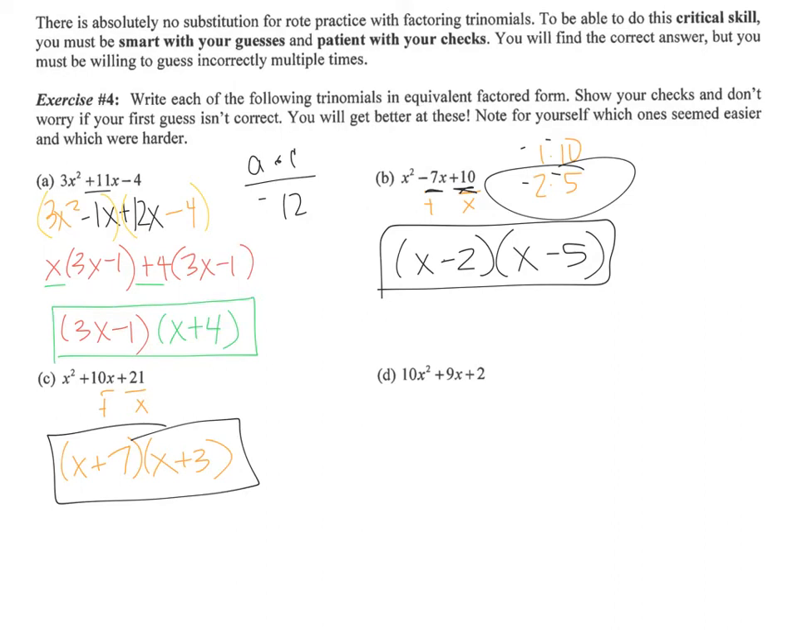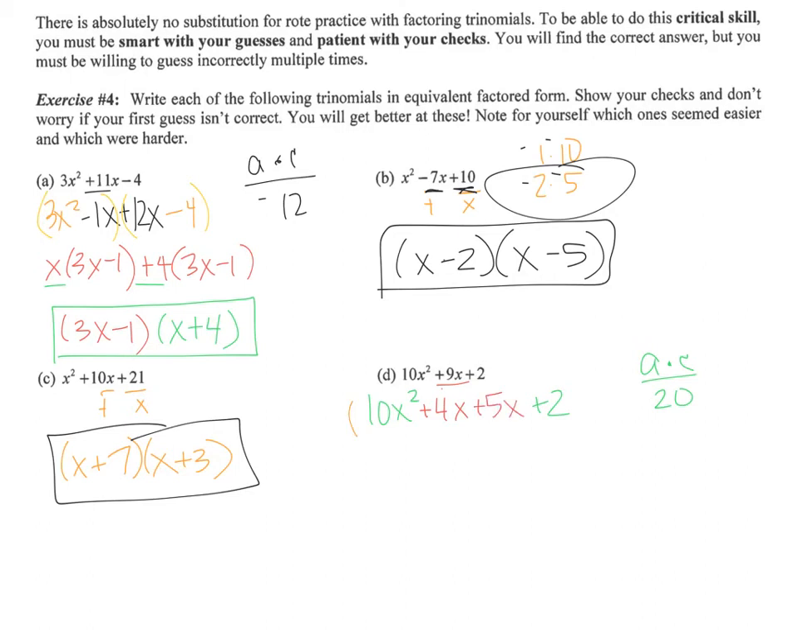Please try letter D on your own as well. We keep the A, we keep the C. So our A times C is 20, because 10 times 2 is 20. Multiplies equal 20, adds to equal 9. So, adds equal 9, multiplies equal 20, it's 4 and 5. We always do the smaller number first.